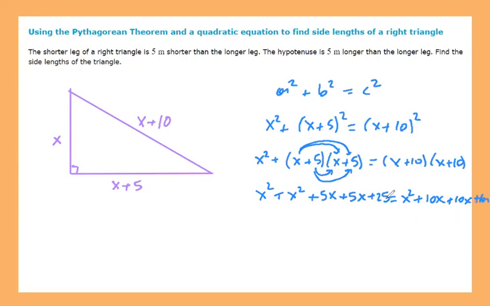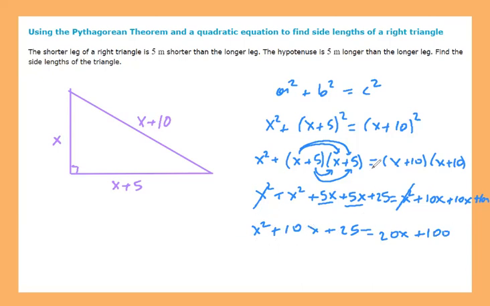Okay, so let's simplify. I can subtract x squared from both sides to make it less complicated. Then I have 5x and 5x, which can be combined to make 10x, and then there's a 25, which is equal to, on the right side, 10x plus 10x. We can combine those as well, which is just 20x, and then there's 100 here.